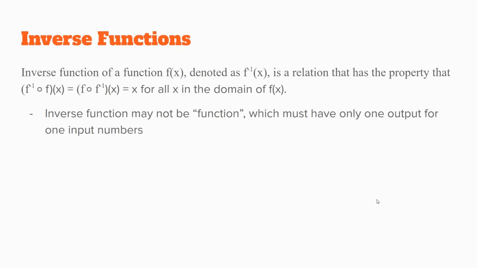So the inverse function of a function f(x), denoted as f^-1(x), is a relation that has the property that f^-1(f(x)) equals f(f^-1(x)) equals x for all x in the domain of f(x). An inverse function may not be a function, which must have only one output for one input number.